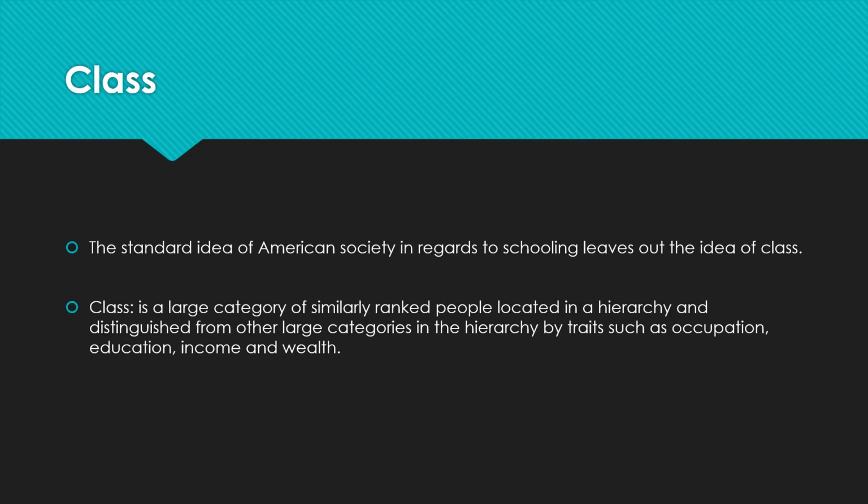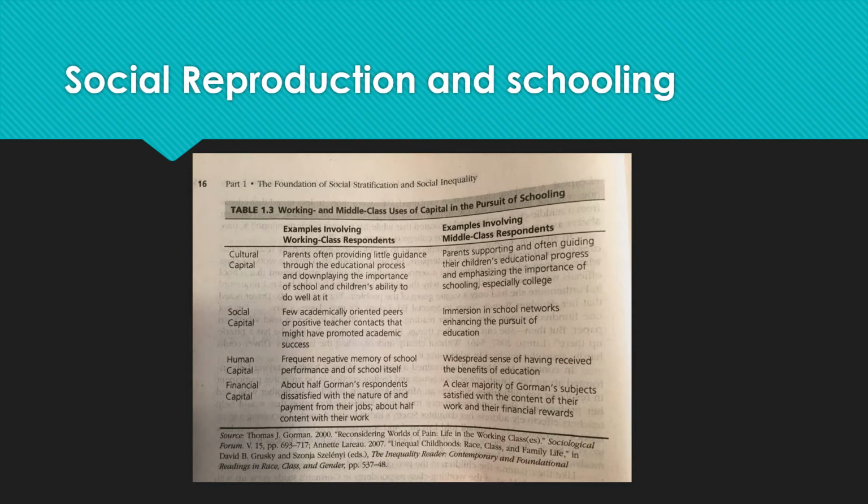So moving on through the different forms of capital, we have to talk about class. Now, class may be different than what you've known about it before. The standard idea of American society in regards to schooling leaves out the idea of class. Class is a large category of similarly ranked people located in a hierarchy and distinguished from other large categories in the hierarchy by traits such as their occupation, education, income, and wealth. So let's take a look at your text about social reproduction and schooling, since we're talking about class and schooling.